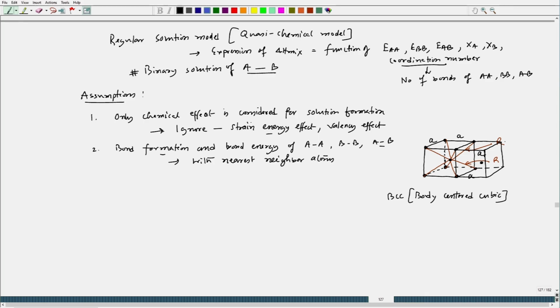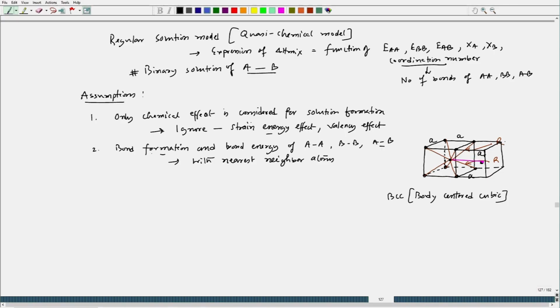And here there will be another body centered atom in the next cell. If we connect these two body centers, this is the connection line between the body center of one cell to another, and these two body center atoms will not have any interaction.